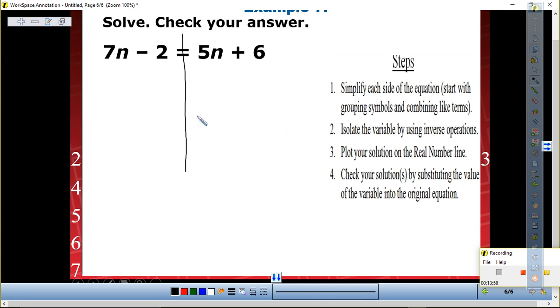So I'm going to circle that. This is the smallest. This is a positive 5n. What is the inverse of positive 5n? Negative 5n. And whatever I do to one side, I do to the other. Therefore, I'm left with 2n minus 2 equals 6. Does this look familiar? Copy that, please, and finish it off.